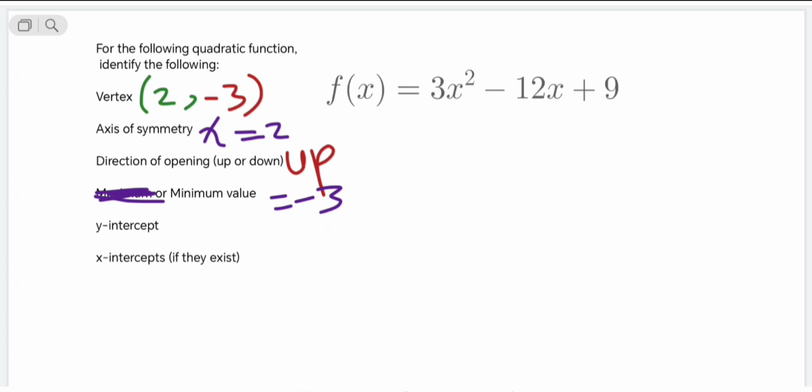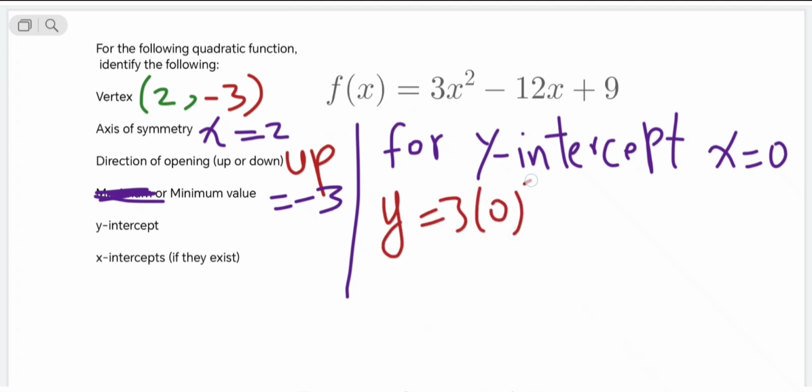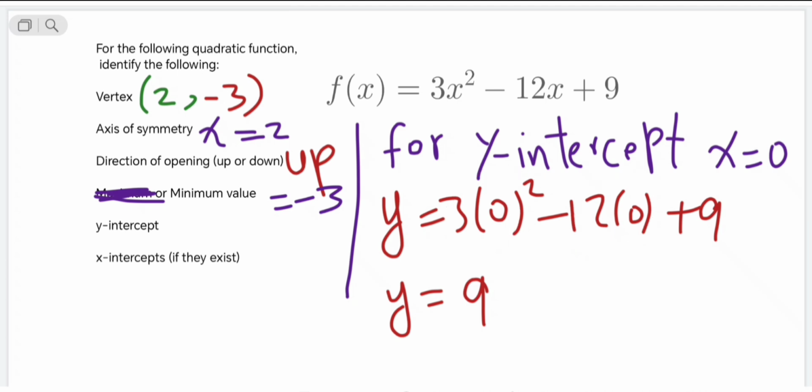Okay, now we will find the y-intercept. To find the y-intercept, x equals 0. Whenever you find the y-intercept, x is 0. When you find the x-intercept, y is 0. So y equals 3 times 0 minus 12 times 0 plus 9. So y equals 9, because these two are both 0. So remaining is 9. So the y-intercept is 9.